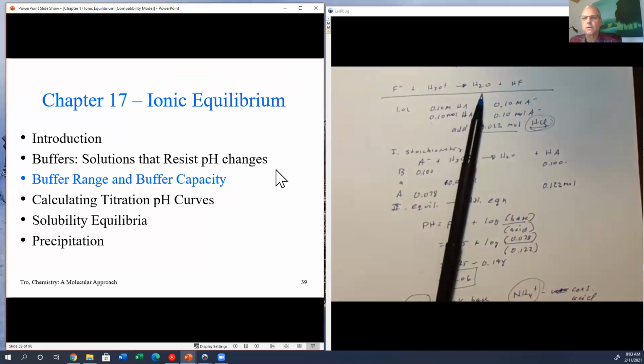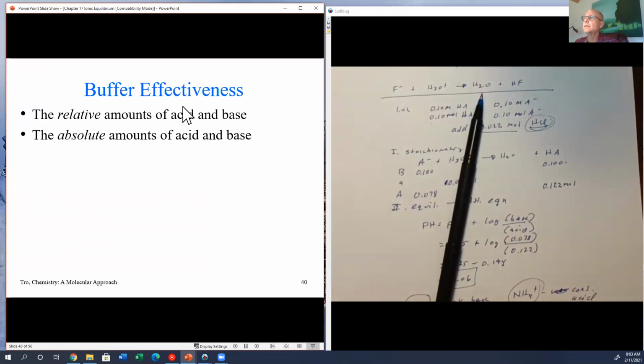Couple other quick topics. Buffer range and buffer capacity. All right. So the question is, if you have a buffer made of an acid and its conjugate base or a base and its conjugate acid, over what range is that buffer effective? So let's look at two scenarios. We're going to look at the relative amounts of acid and base in the buffer, and the absolute amount of acid and base, and we're going to ask, how does that affect the buffer effectiveness?